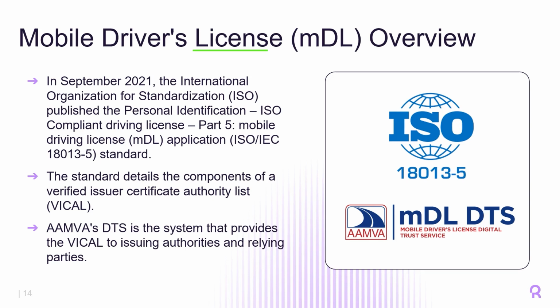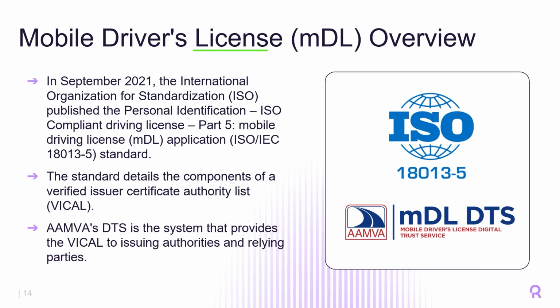A key part of the standard is something called VICAL, the Verified Issuer Certificate Authority List. It's a mechanism for securely sharing the public keys of trusted issuing authorities. In the US, AAMVA, the American Association of Motor Vehicle Administrators, runs a digital trust service that hosts and distributes the VICAL to all authorized participants. The system ensures that MDLs issued by trusted authorities can be verified reliably across jurisdictions.